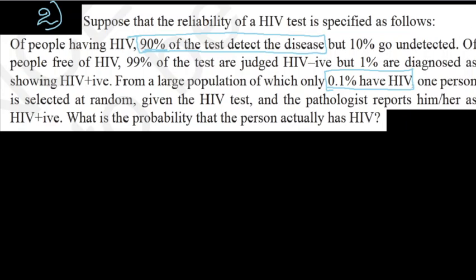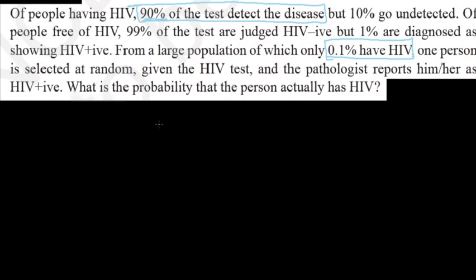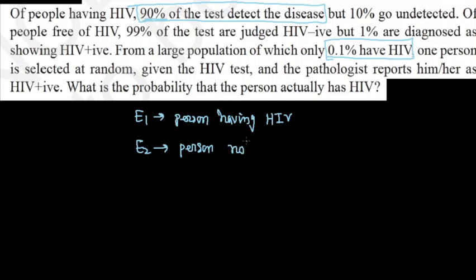So let us see here. First we have to consider E1 is the event of selecting a person having HIV. E2 is the event of selecting a person not having HIV.